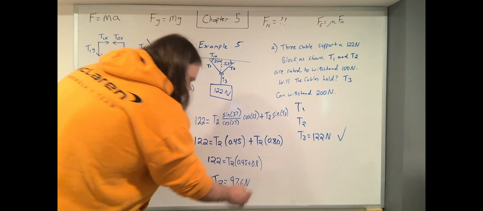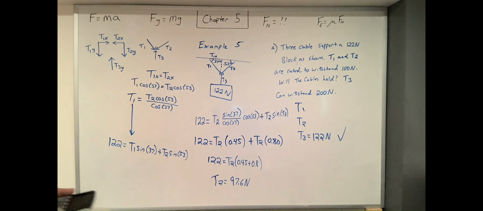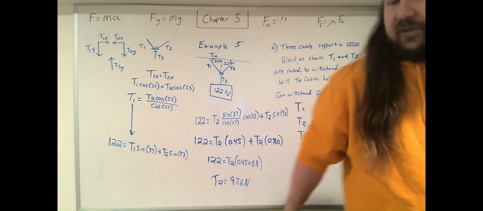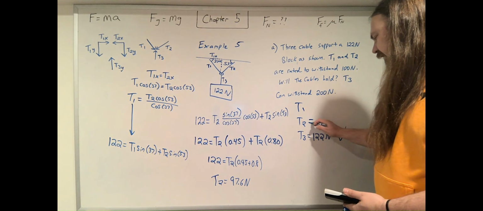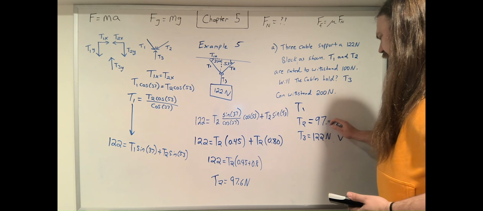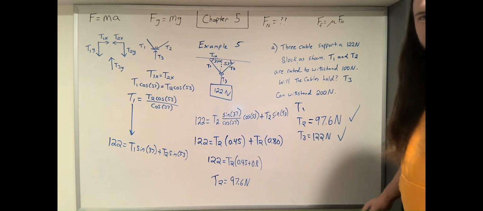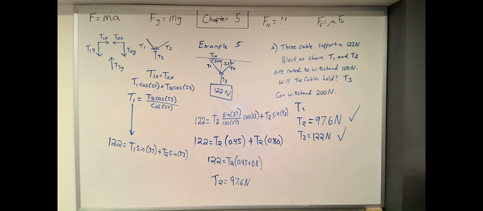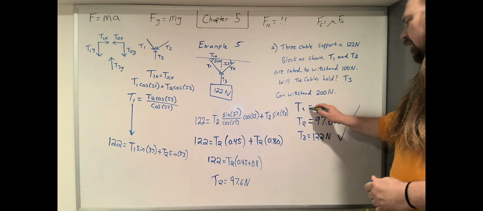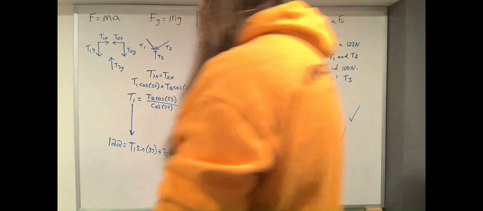And you will get a T2, hopefully, equal to 97.6 newtons. Now, is that in the right ballpark? Well, they said they needed to withstand 100, so that is in the right area, just barely. But T2 now works. Okay, we've got a number for T2. Once you solve for T2, now you can go back and plug in what T2 is, and finally we can solve for T1.